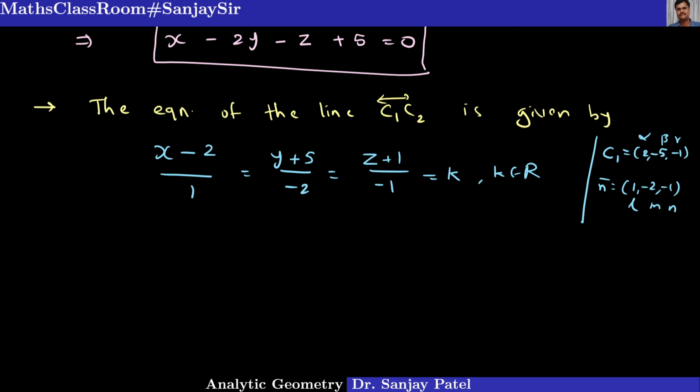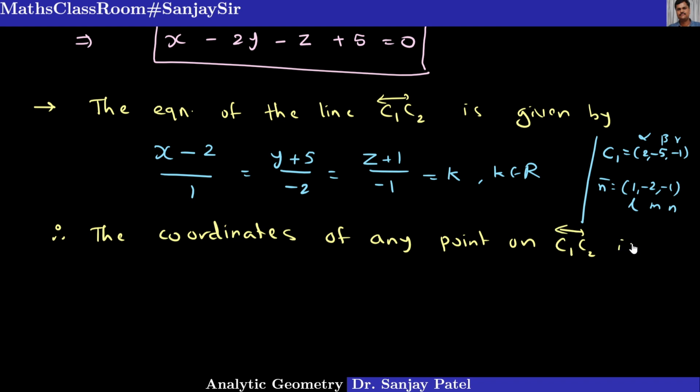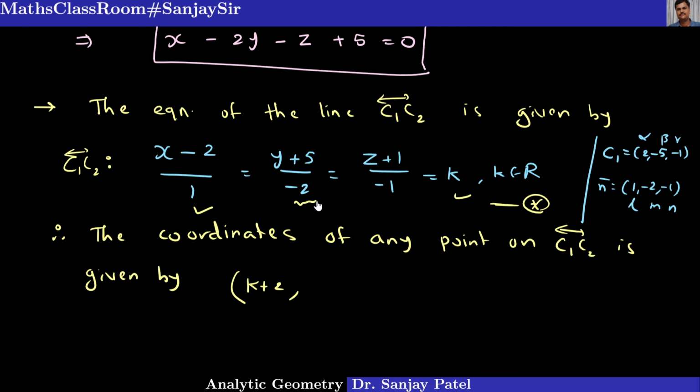As a result, I can write down the coordinates of any point on the line C1, C2. You know how to find the coordinates of any point from this equation of the line. You can compare this with k. So (x minus 2) upon 1 is equal to k, which gives x equal to k plus 2. So the first coordinate is k plus 2. Then the y coordinate you can get by comparing with k. So (y plus 5) by minus 2 is equal to k, which gives minus 2k minus 5. And the z coordinate similarly is minus k minus 1, by comparing the last term with k.